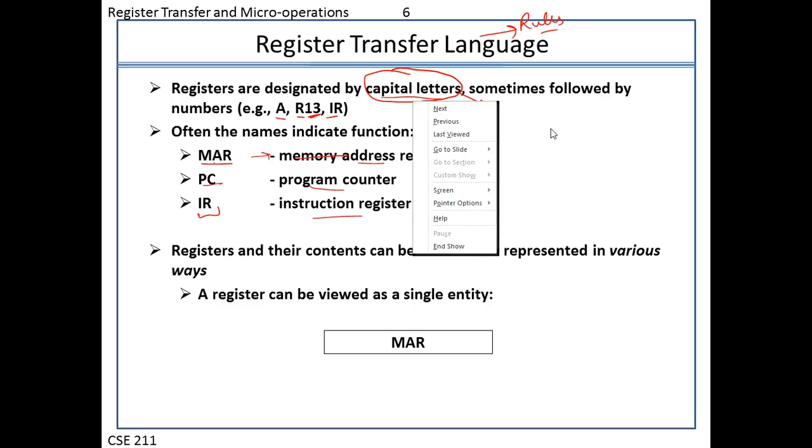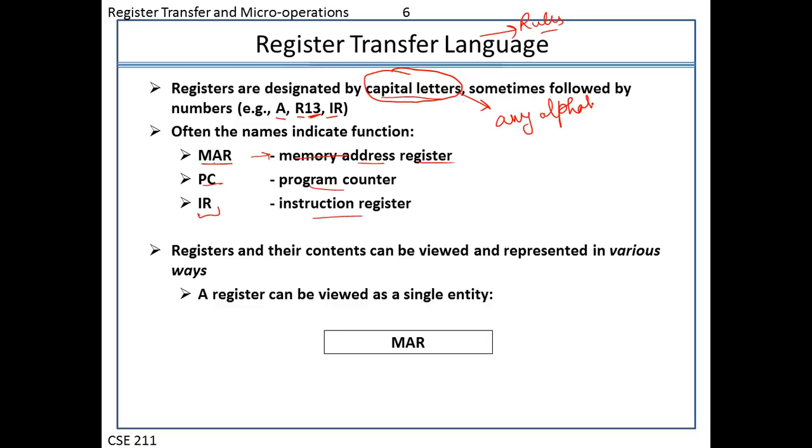And how can we use these letters? These letters can be any capital alphabet. It should be capital, it is very important to understand. Or alphabet plus numeral also, like it has been described here: R13, R2, R3, something like that.